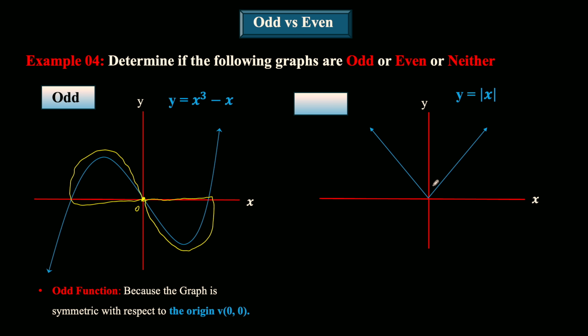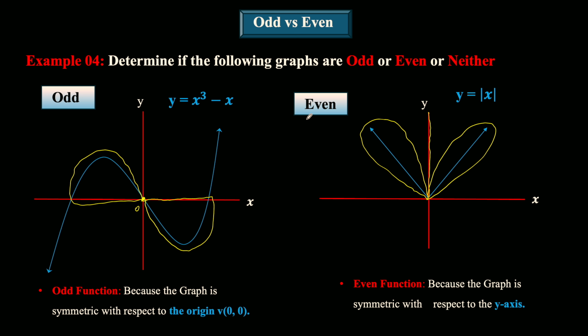Let's see this one. We see that it does not cross the origin, but this part is symmetric with this part with respect to the y-axis. So this is an even function, okay? So even function because the graph is symmetric with respect to the y-axis.